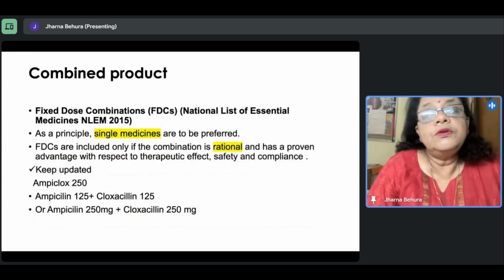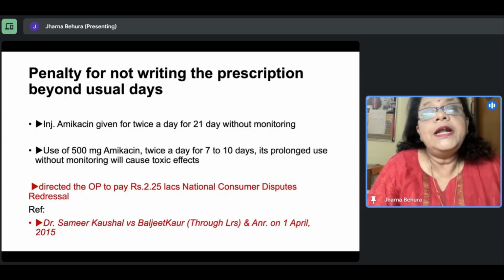Combined products, fixed dose combination. According to the National List of Essential Medicines, as a principle, single medicines are to be preferred. Fixed dose combinations are included only if the combination is rational and has a proven advantage with respect to therapeutic effect, safety, and compliance. One has to keep oneself updated, and you should not write Ampiclox 250. You should mention its individual components, ampicillin 125 plus cloxacillin 125 milligram.